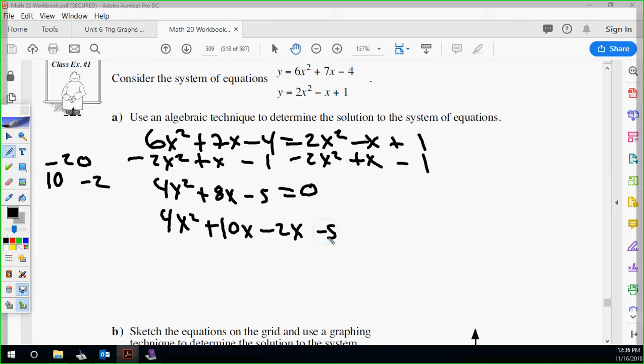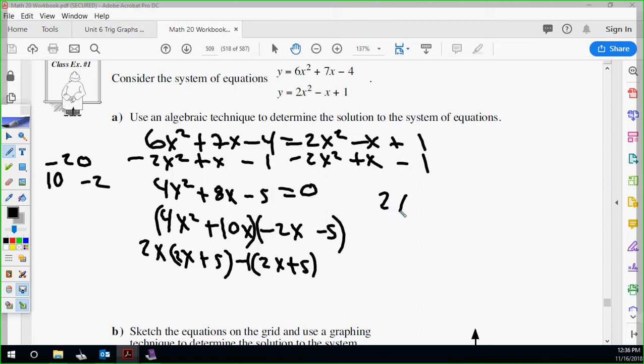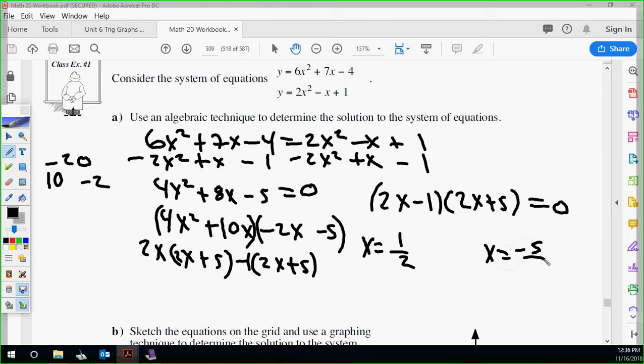Okay, and so we're going to group. This one we're going to take a 2x out. That gives me 2x plus 5. These ones just take a negative out. It gives me 2x plus 5. It's a negative 1. And so we see that it's going to be 2x minus 1 times 2x plus 5 equals 0. So what this means is there's a solution at 1/2 for x and at negative 5/2 for x.